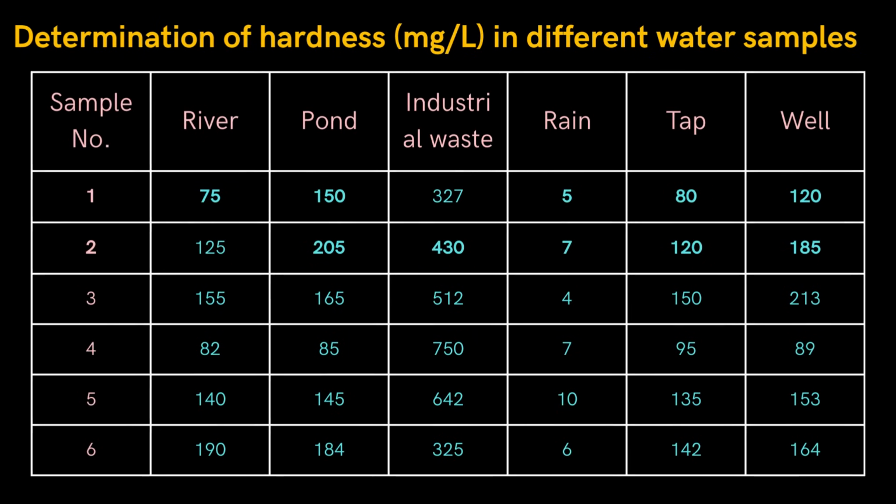Here, different river, pond, industrial waste, rain, tap, and well water samples were collected in polyethylene bottles from this region and analyzed using complexometric titration. The range of hardness in terms of calcium carbonate in river water was 82 to 190, pond water was 85 to 205 mg/L, industrial waste water was 325 to 750, rain water was 5 to 10 mg/L, tap water was 80 to 150, and well water was 89 to 213.